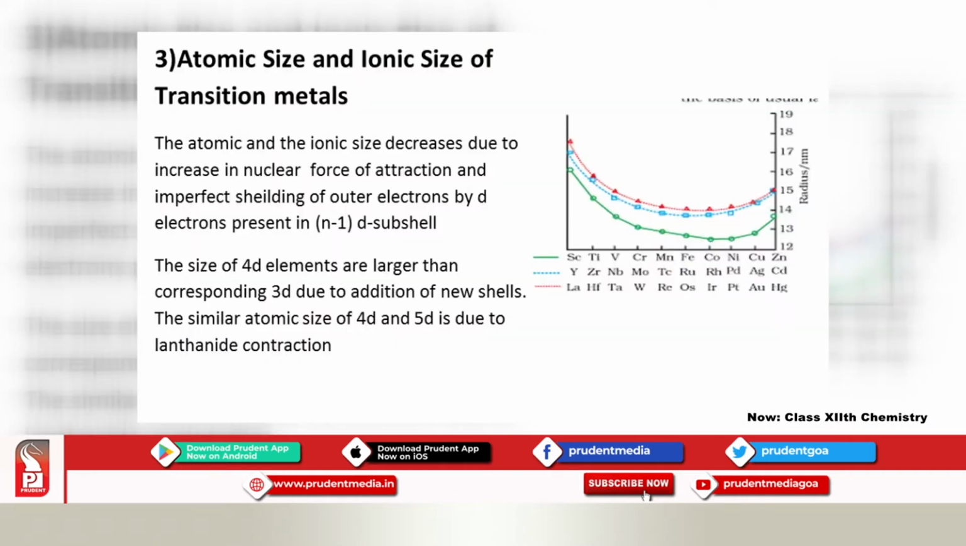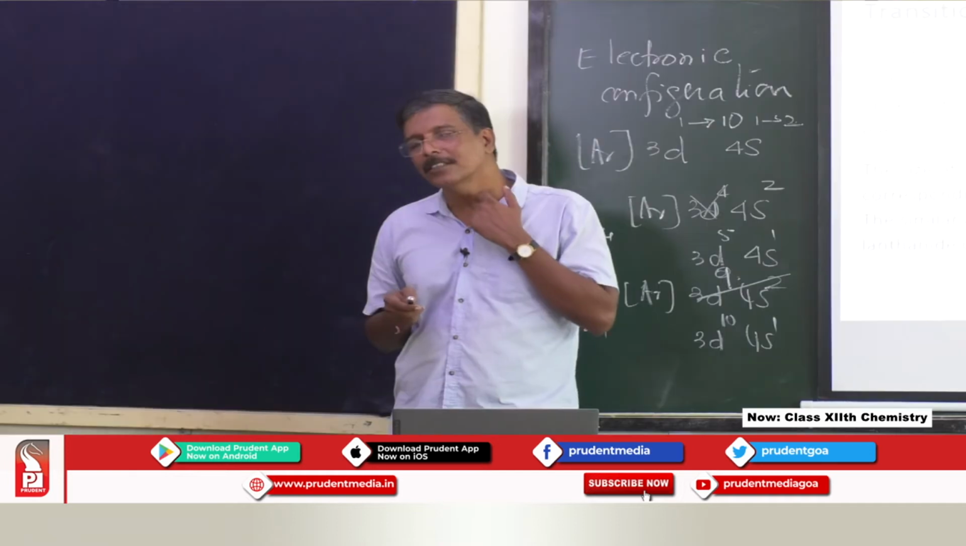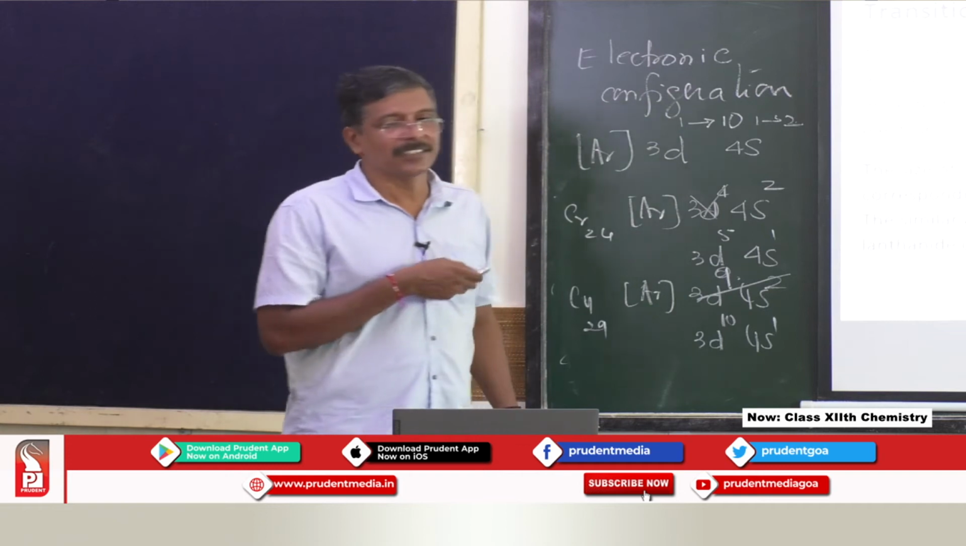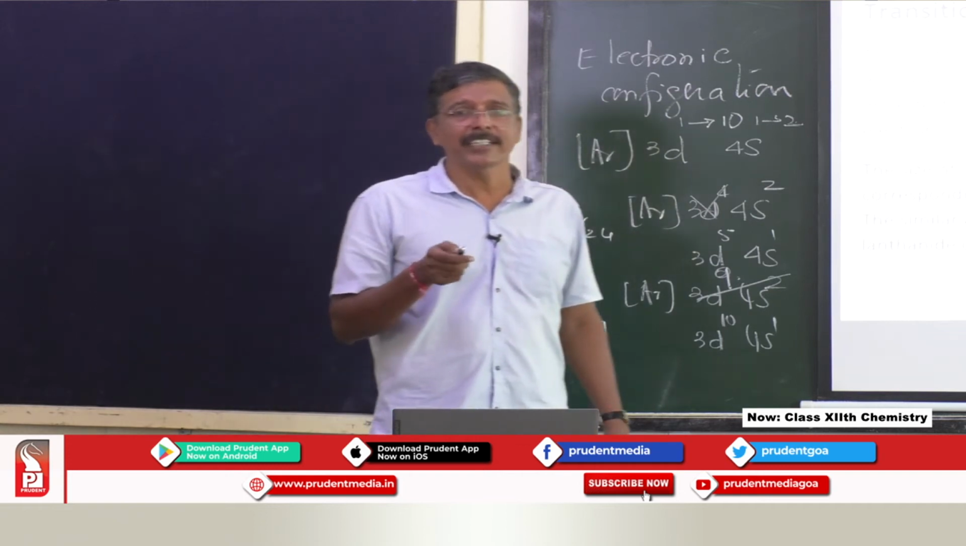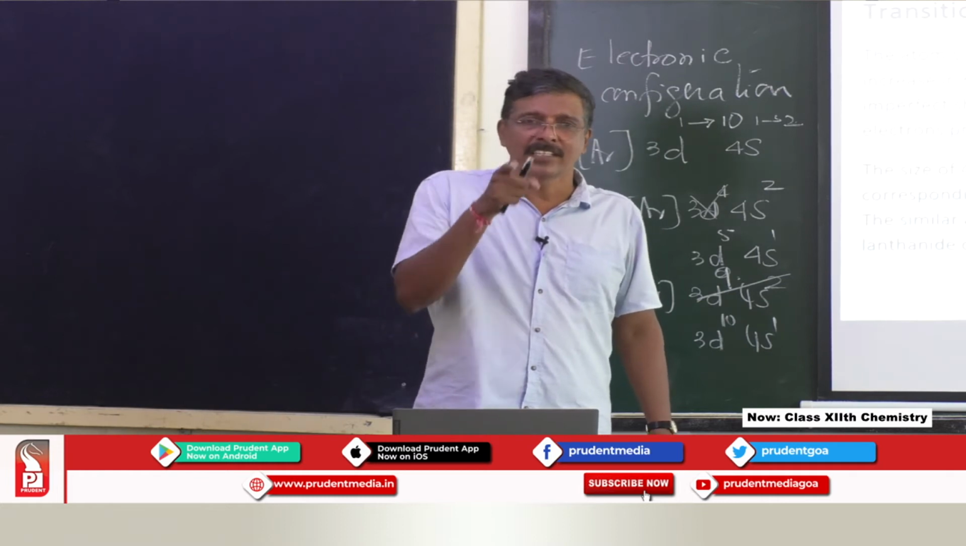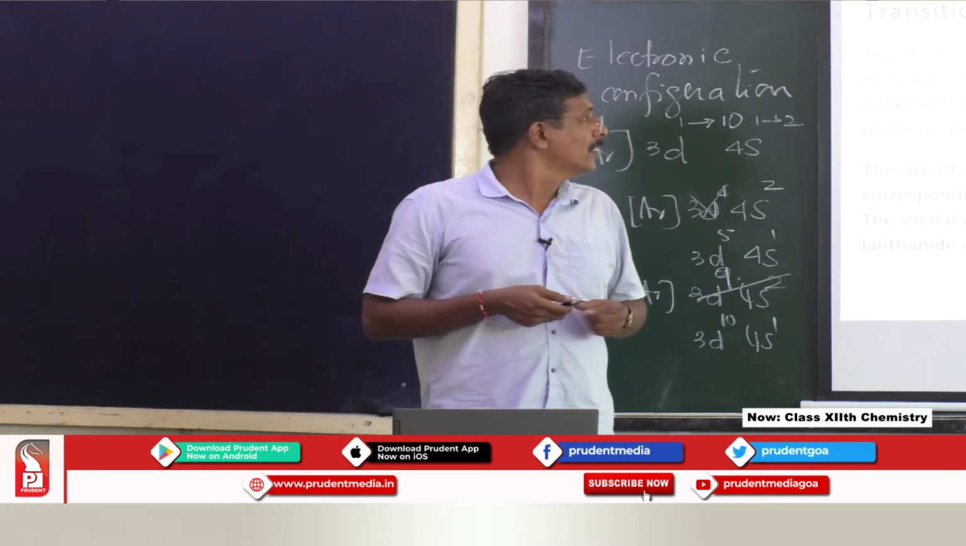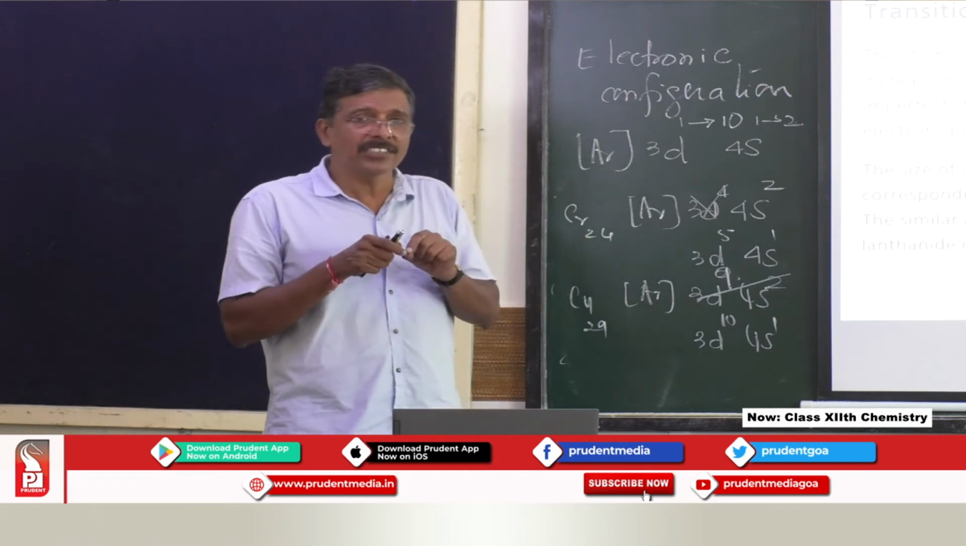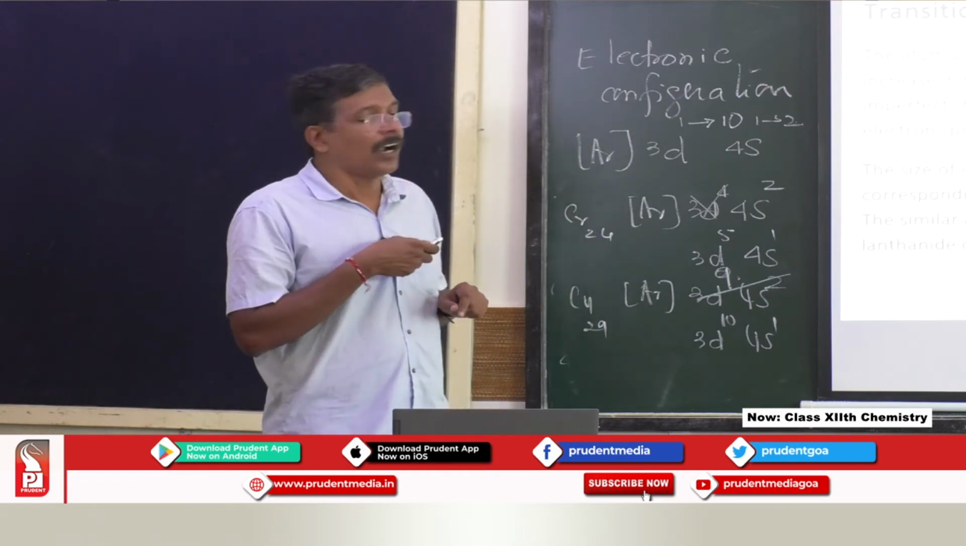Atomic size and ionic size of the transition metals. Let us see first what is atomic size. Atomic size means, in an atom, you know the construction of the atom. In the center there is the nucleus, surrounded by the electrons. The distance between the nucleus and the outermost electron is called atomic radius.